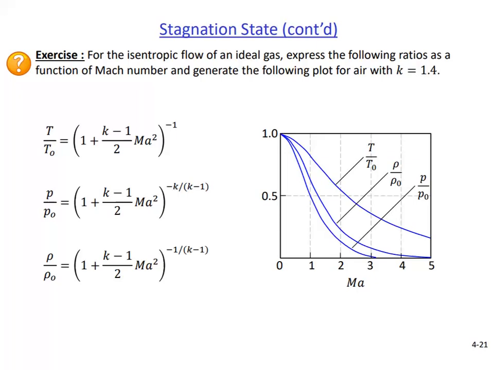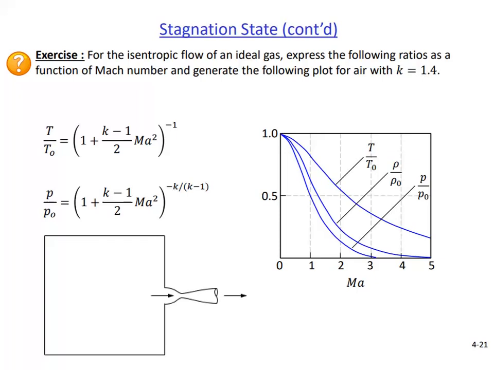The plot seen here shows these relations as a function of Mach number for air, with k being 1.4. Mach number 0 corresponds to 0 speed, and the ratios are equal to 1. As the Mach number increases, the ratios drop smoothly.